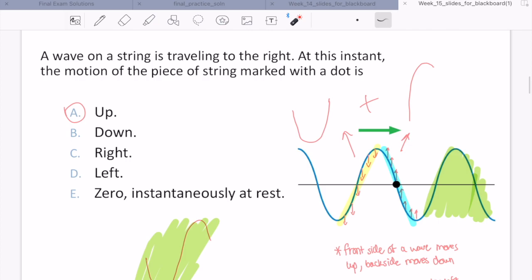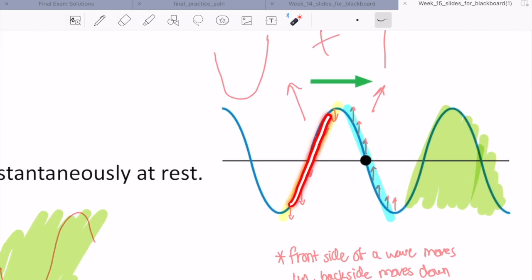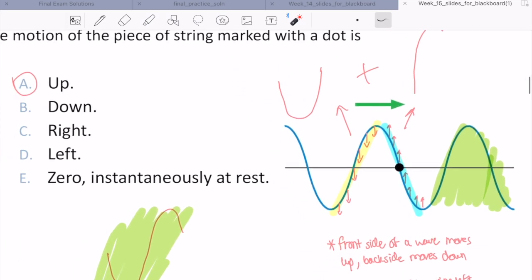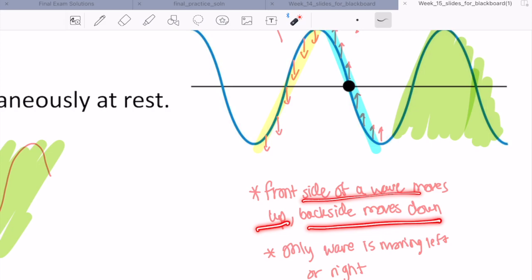And so this is what I was talking about, the front and back pieces of a wave. They said a wave on a string is traveling to the right. At this instant, the motion of the piece of the string marked with a dot would be what? If I'm splitting it up, here's my back side of the wave, here's my front side of the wave. The back side would have everything go downwards, so it's pulled downwards. The front side, remember, is what's going to be causing the new peak, so the front side is going to want to be pulled upwards, in order to form that new peak and have it flow along. So the front side of a wave moves upwards, back side moves downwards.